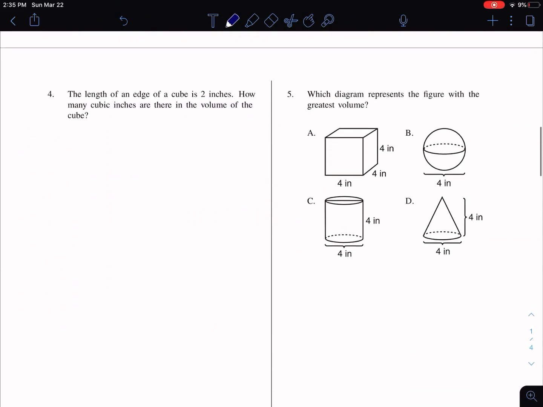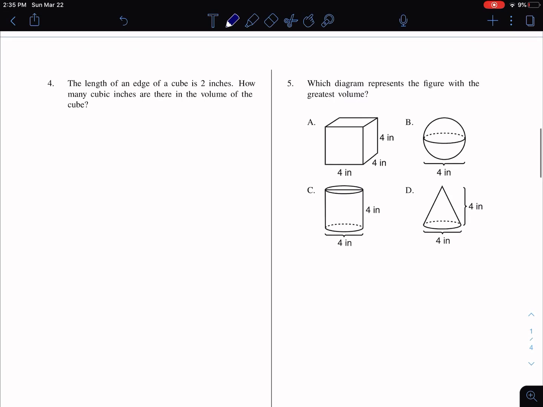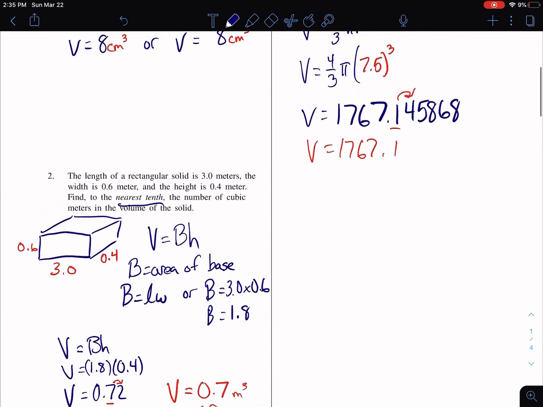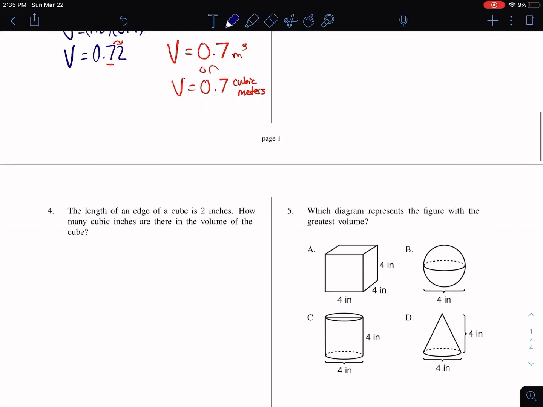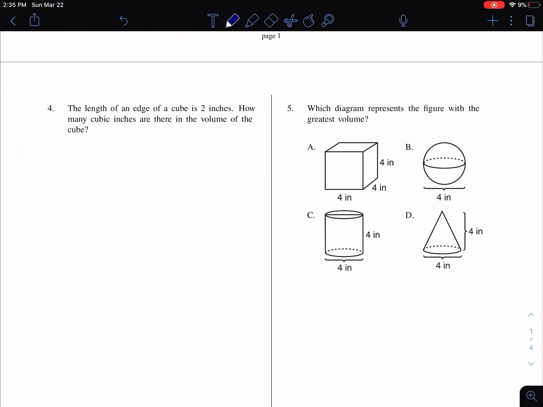Okay, let's turn to page number 2 on our worksheet and go to question number 4. Very similar to question number 1 here. The length of the edge of a cube is 2 inches. How many cubic inches are there in the volume of the cube? So again, if it helps, and it does help, I'm telling you it helps, draw yourself a cube the best you can. It is a cube, so we know that all sides are the same. Again, the volume of a cube is side cubed. I know it's not on a formula sheet.